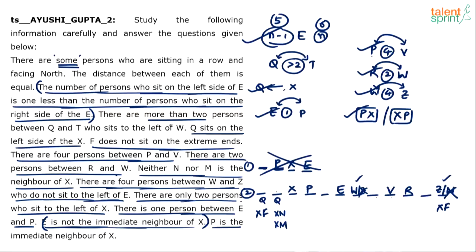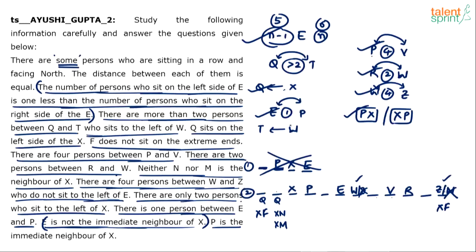Okay. There are more than 2 persons between Q and T who sits on the left of W. So again here, it means T sits on the left of W. There are more than 2 persons between Q and T. So this point has to be used, right? Either way, the point is T has to be on the left side of W. W is fixed here already. T has to be on the left side of W, right? Okay?